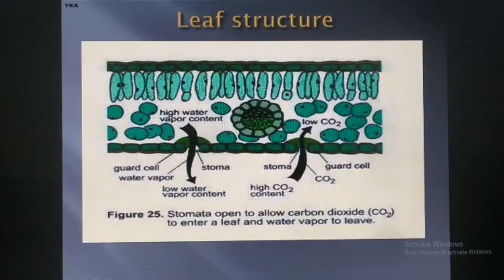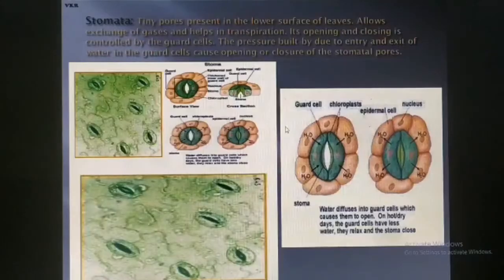We are concerned with the pores which are present in the lower surface of the leaf. These pores of the leaf are actually accompanied with these structures. First you observe this, the entire arrow mark. This is when the higher water vapor content is there. We will talk about this in this slide one by one. What are these we are talking about? These are stomata. Stomata are tiny pores present in the lower surface of leaves.